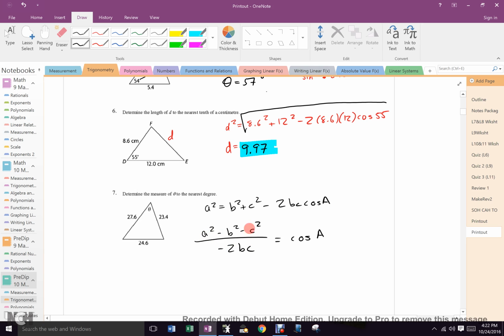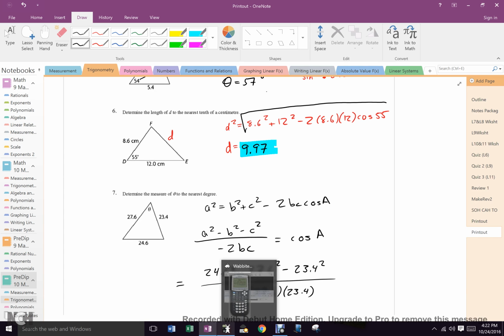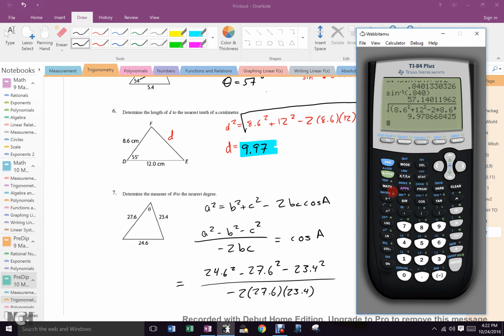So I got to remember that whatever this is, I got to shift cos it. So it's going to be 24.6 squared minus, doesn't matter about the other two, 27.6 squared, minus 23.4 squared divided by negative 2, 27.6, and 23.4. So I'm going to do all that on my calculator, and I'm going to shift cos it at once. So I got to go shift cos. Now this is difficult.